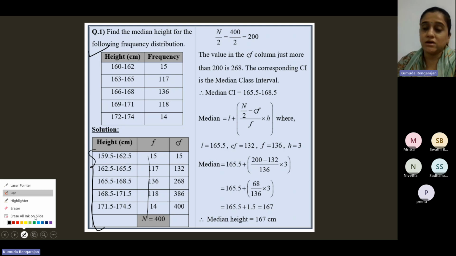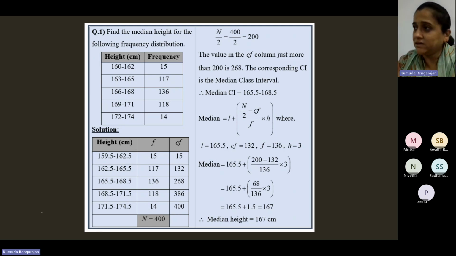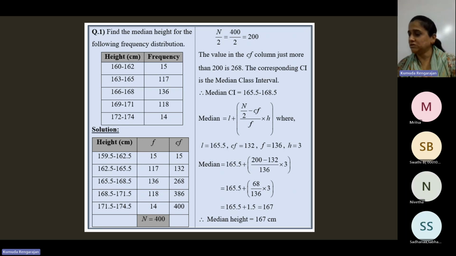Now to find median, these are the 3 columns you need to have. What are the columns? Class intervals, which will be given in the question. Just that if they are not continuous, you should make them continuous. That's the first column. Then the frequency column will be given in the question, or sometimes the cumulative frequency will be given. I'll tell you about that later.